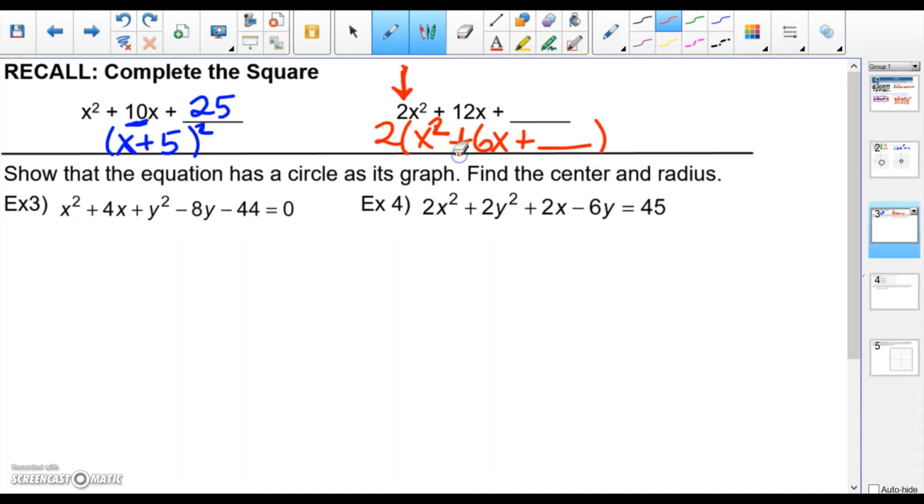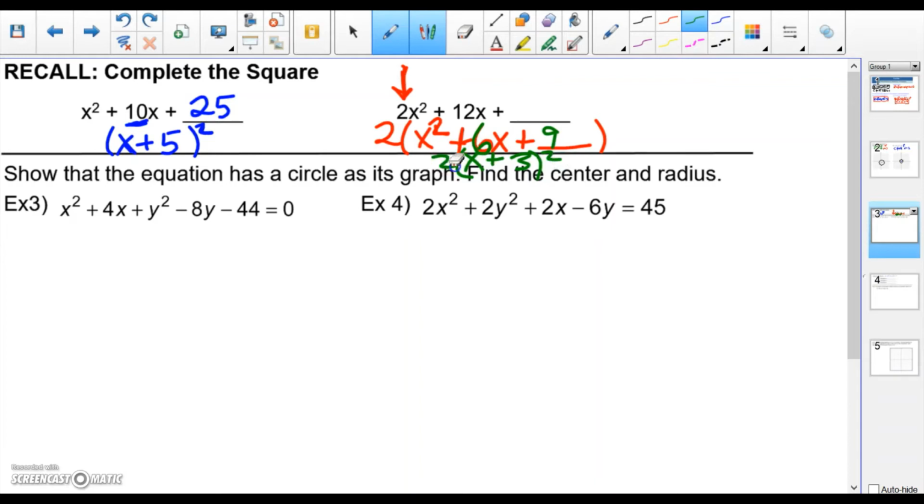Okay. So now we can do the same thing with our expression inside the parentheses, where we look at the middle number. That middle number is 6, and we're going to take half that number, which is 3, and square that number, which gives 9. And so we've just completed that square. It says x plus 3 right there. So x plus 3 squared.